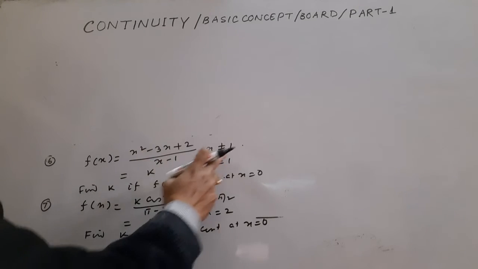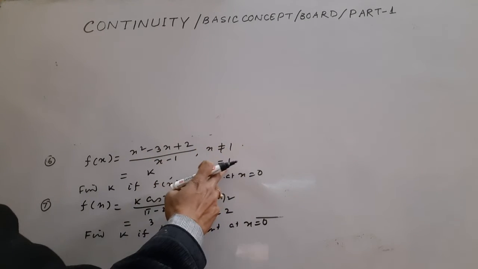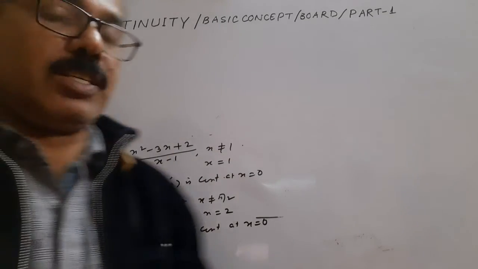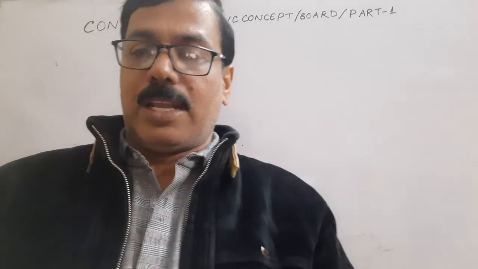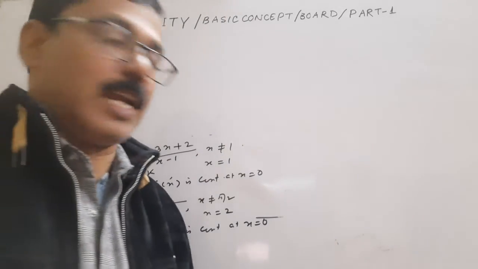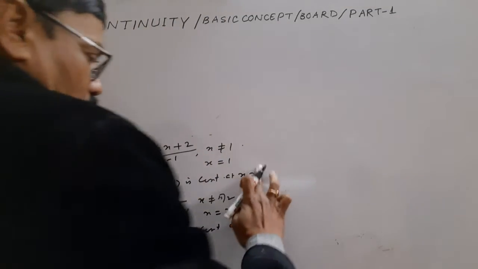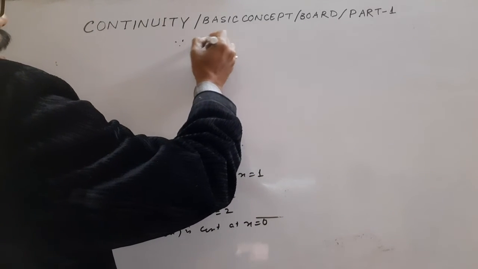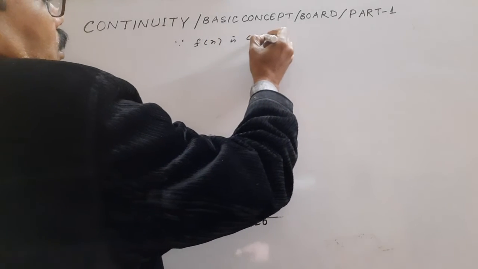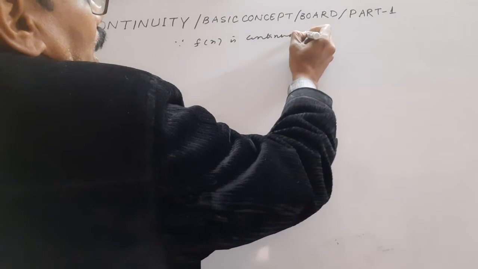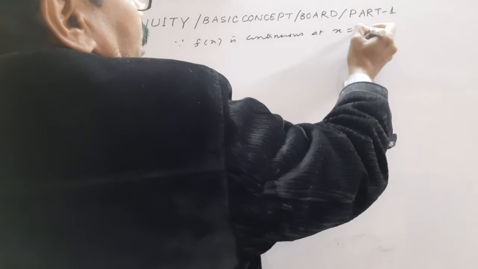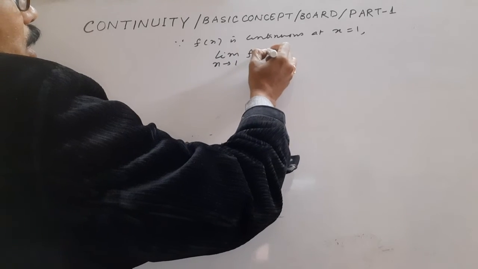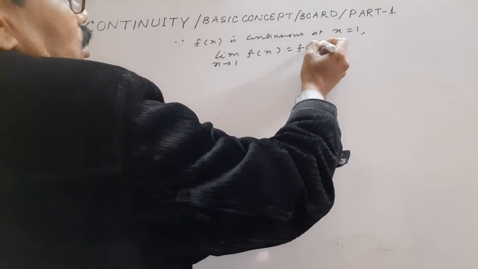So fx equals to this, x not equals to 1, equals to k at x equals to 1. Find k if fx is continuous at x equals to 1. So it is given that fx is continuous at x equals to 1. Not 0, so modify it. Since fx is continuous at x equals to 1, so what is our definition? Limiting value equals to functional value.